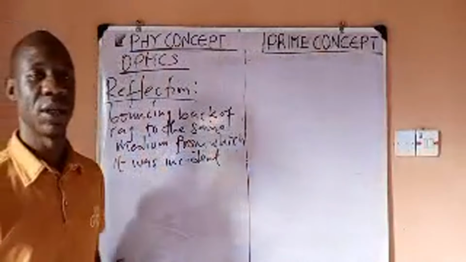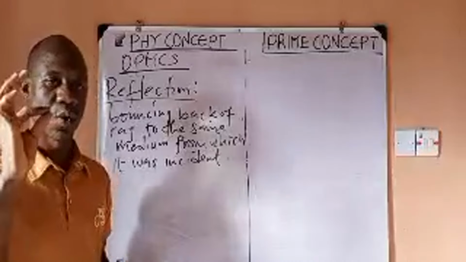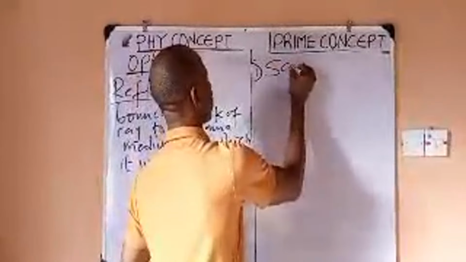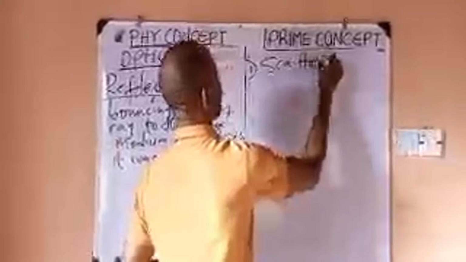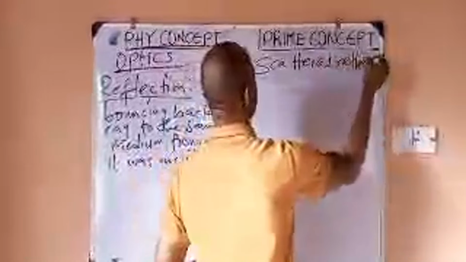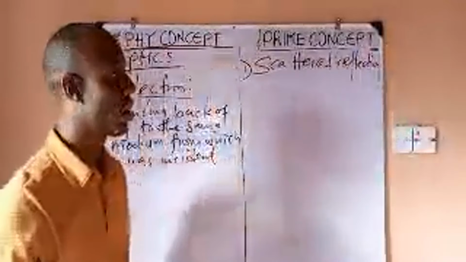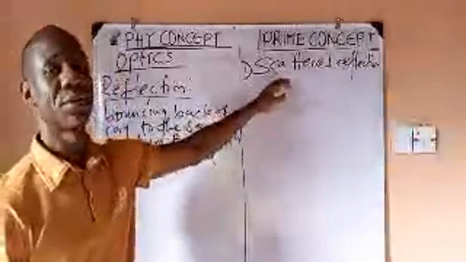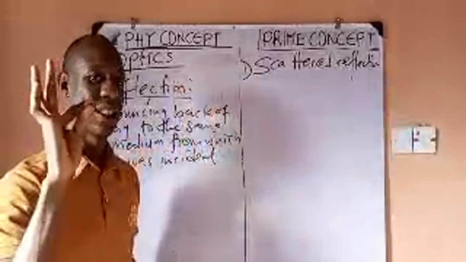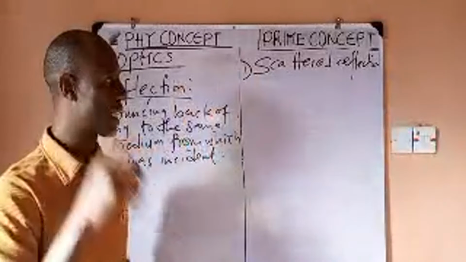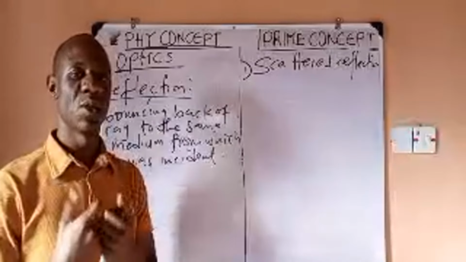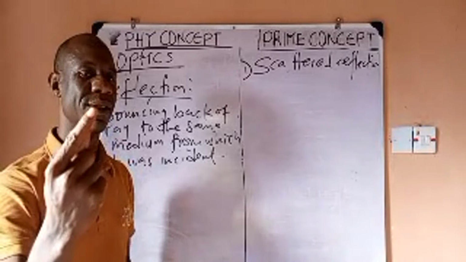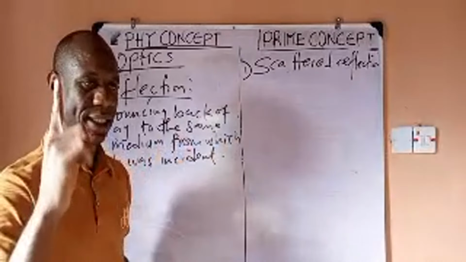There are 2 types of reflection that can always occur whenever you flash light on a surface. Number 1 type of reflection is what you call scattered reflection, or diffused reflection. Scattered or diffused reflection occurs when light is incident on a rough surface. Under this condition, the reflected rays intersect each other. That is your scattered reflection.